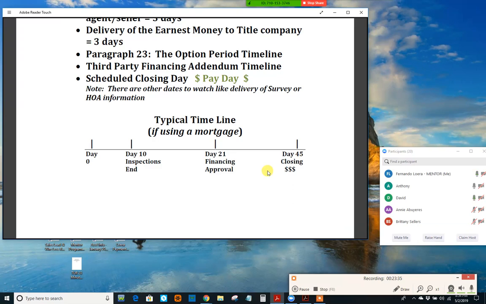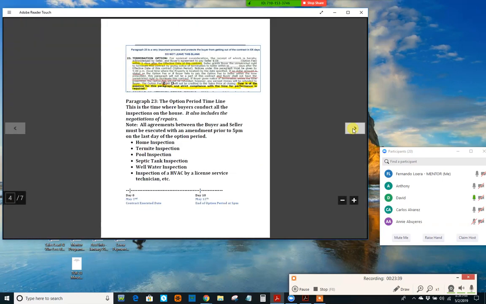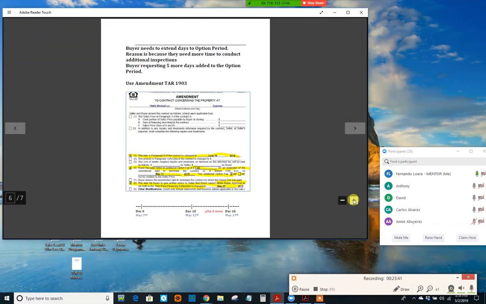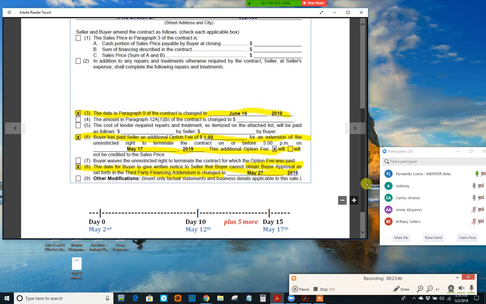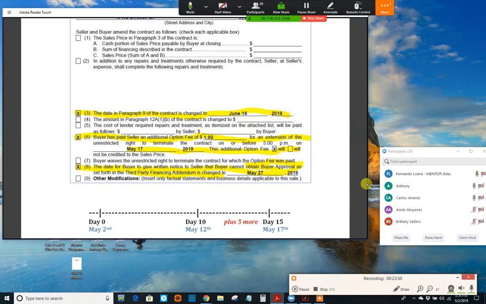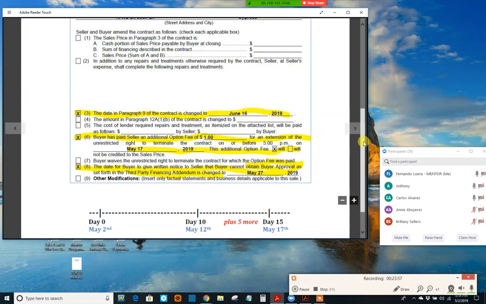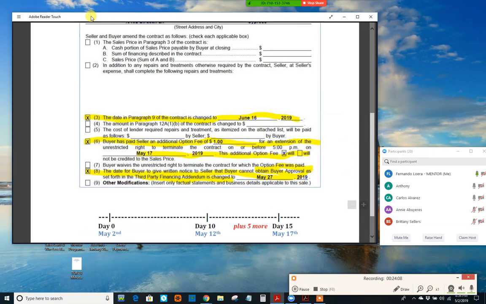I haven't actually looked at this TAR amendment, but it has to be notarized? The amendment, no. The amendment does not have to be notarized. Just signed by buyer and seller, and then either the listing agent or the buyer agent puts in the executed date. That's it. It's because you're still within contract. Okay. Any other questions?